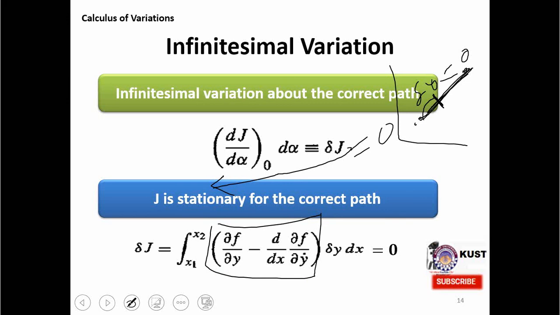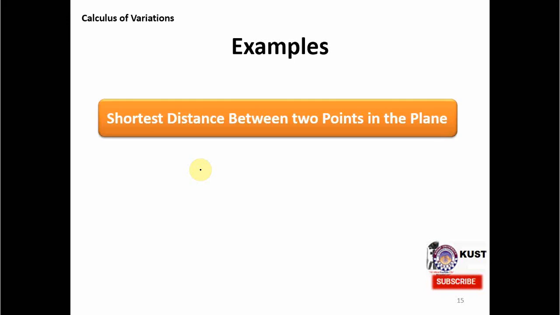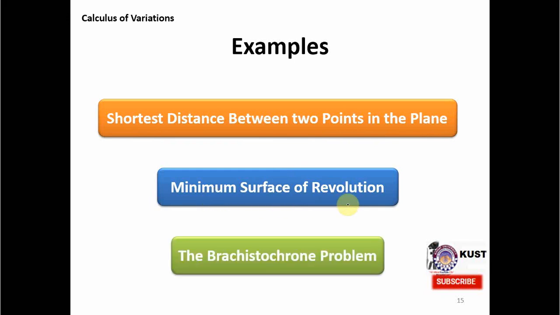Okay, this was the third part of the lecture, and now in the last part I will give you some examples of the calculus of variations. I will explain the first of them in detail, and the rest of the two are left as an exercise or assignment for you to understand. They are similar to the first example, which I will explain in detail. The first example is the shortest distance between 2 points in the plane. Can we calculate this using the calculus of variations? This we will see. Another interesting example is the minimum surface of revolution, and the third example is the brachistochrone problem. The second and third examples are left as an exercise for you to calculate.